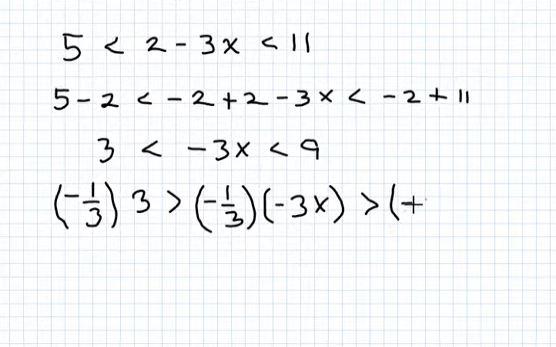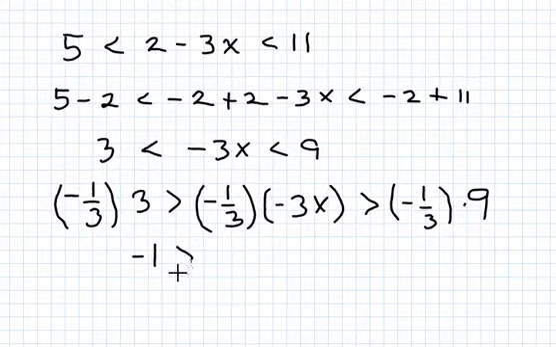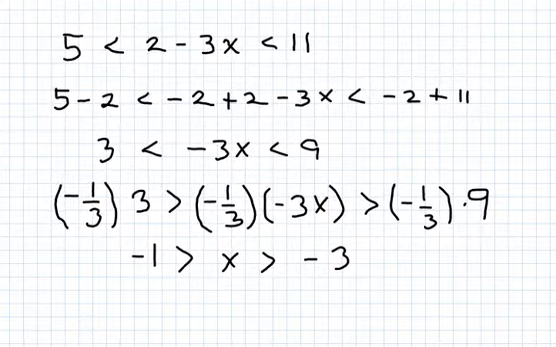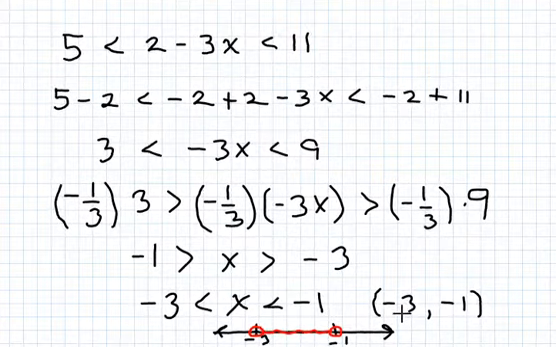Flipping it. Okay, let's simplify things down. We're going to have a negative 1 is greater than, and this just becomes x, and negative 1 over 3 times 9 is negative 3. So I went ahead and flipped this back around because we want to put our smaller number on the left-hand side always. Okay, and so this way our interval is going to be negative 3 to negative 1.